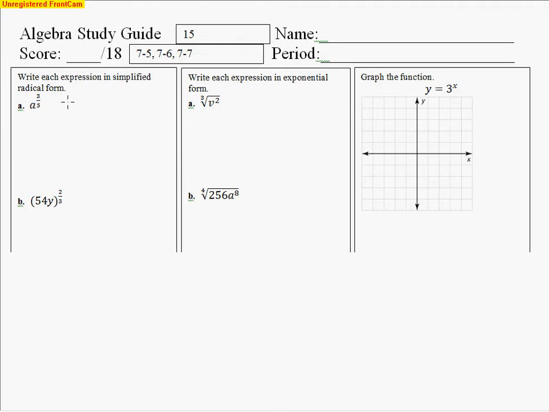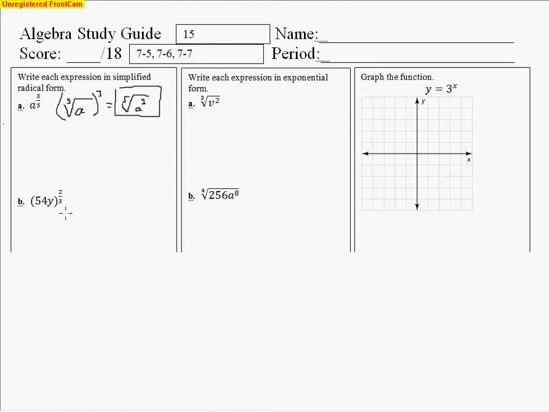And so what we're going to end up doing to start with is we're going to go ahead and rewrite this as a radical, remembering that the denominator represents the number of roots. So we have 5 roots of a all raised to the third power, or you could write it this way, 5 roots of a cubed. That means the same thing, so either answer would be fine. This next one, though, we want to simplify it.